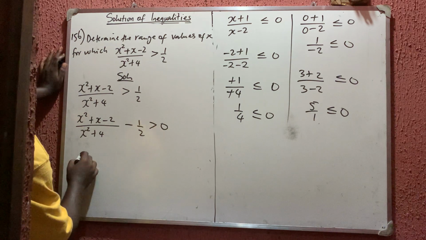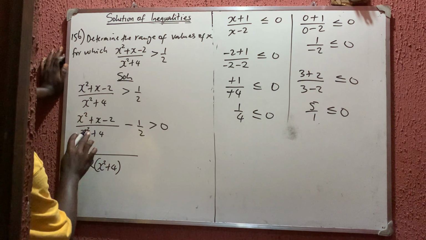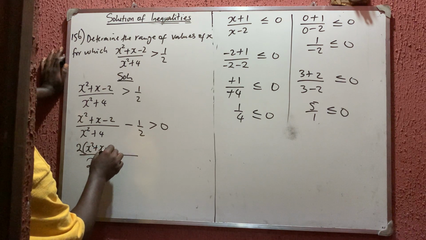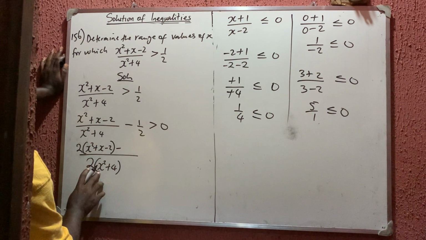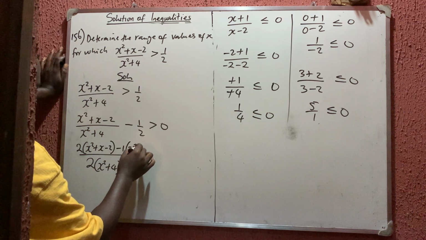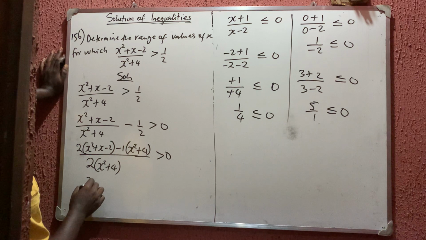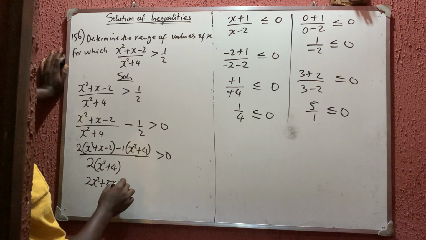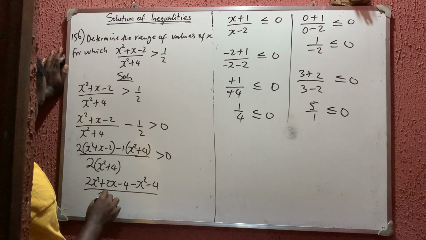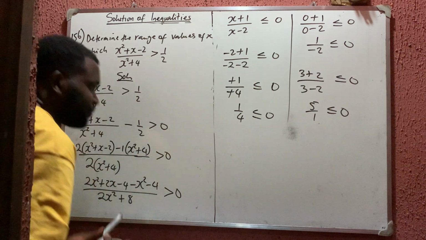So we need to find the LCM. The LCM here is what? 2 into (x squared + 4), right? When these two divide, this is remaining 2 times these. I have 2 into (x squared + x - 2) minus, when this divides by this, it is 1 times this, so I'm having minus 1 into (x squared + 4). Everything is greater than 0. So finally I'm having (2x squared + 2x - 4 - x squared - 4) all over (2x squared + 8) is greater than 0. So what do we have now?